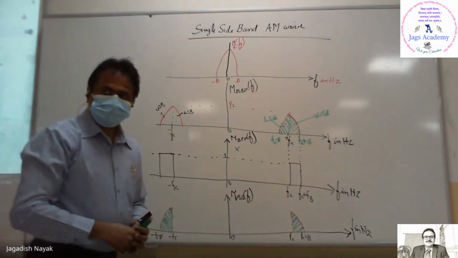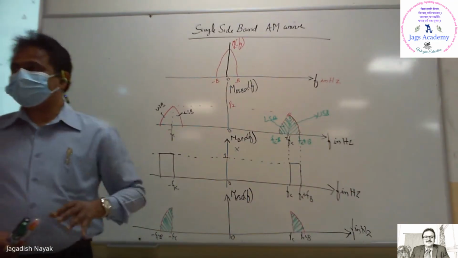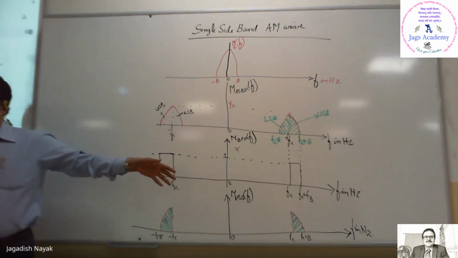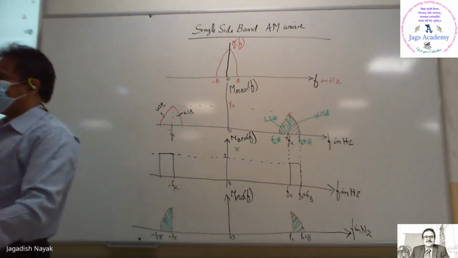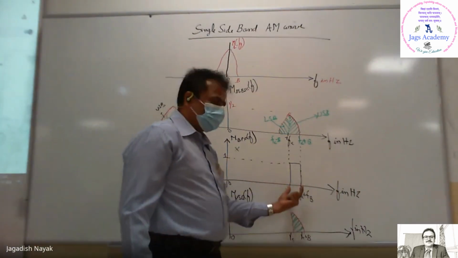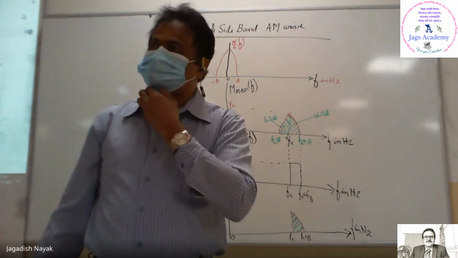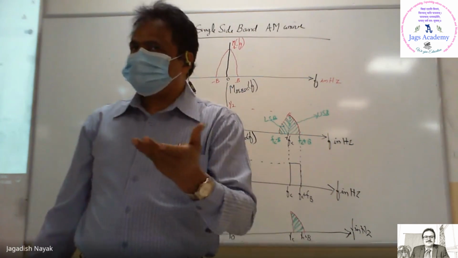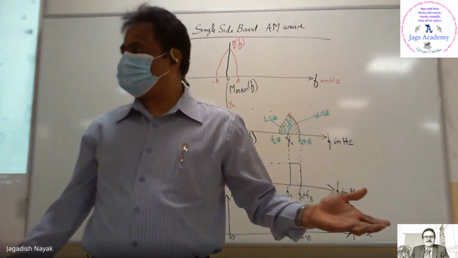Now, what is the problem with this? Why can we not effectively use this particular filtering method of generation of SSB? This is very easy, right? You discard one frequency band using filters. What I have drawn here is an ideal filter. Ideal filter means it has a sharp cutoff. I think in DSP you must be studying this. What is an ideal filter?